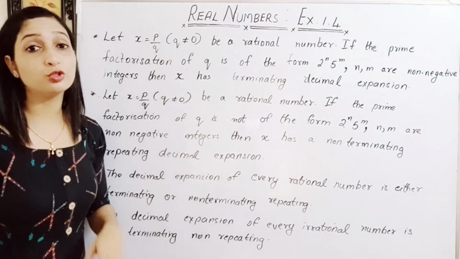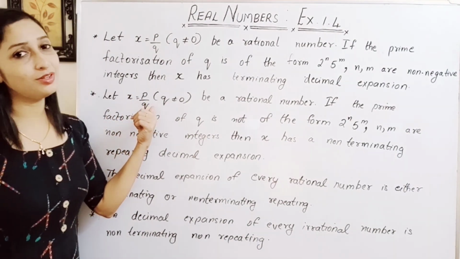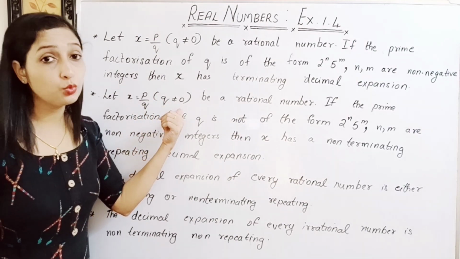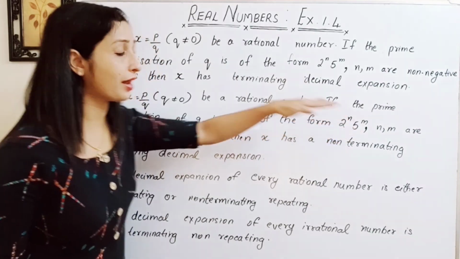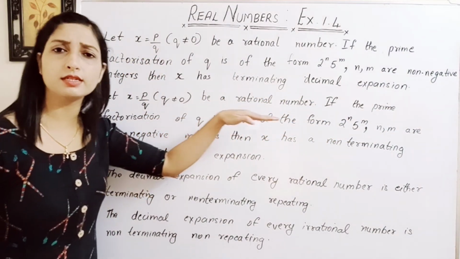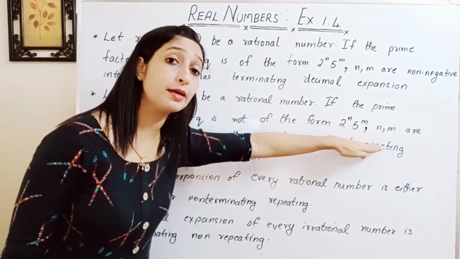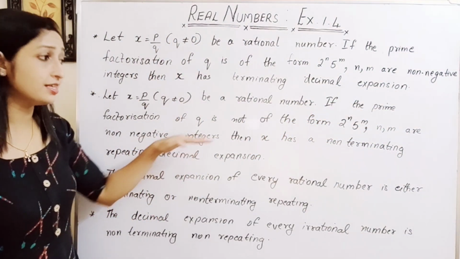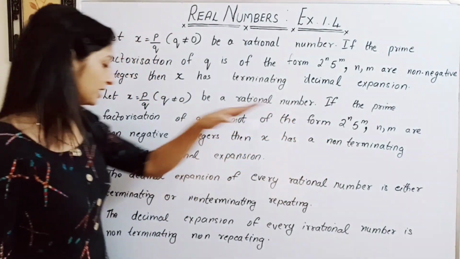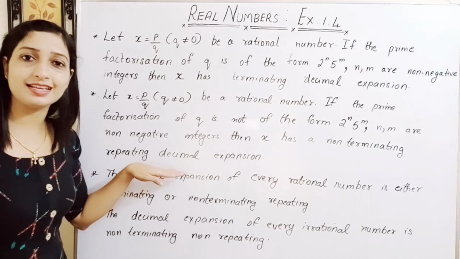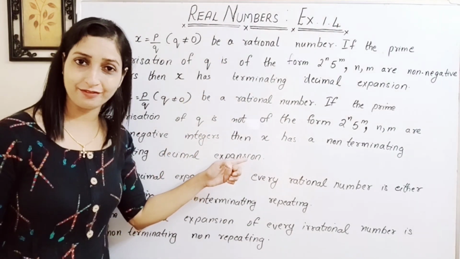So now let's move on to the second important point, that is, let x is equal to p by q where q not equal to 0 be a rational number, and if the prime factorization of q is not of the form 2 raised to n into 5 raised to m, where n and m are non-negative integers, then x has a non-terminating repeating decimal expansion. Now same way this also has a converse.